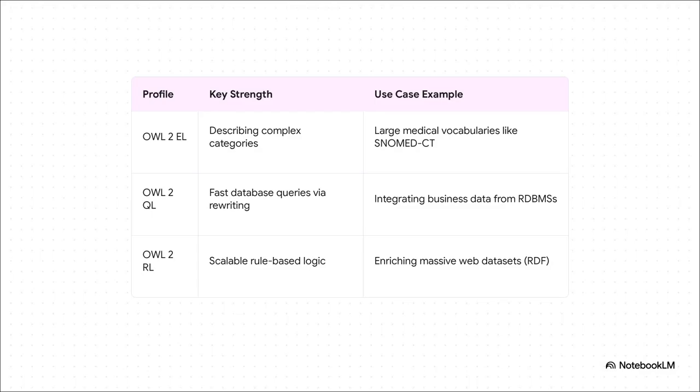So you've got these three main flavors. You have OWL2 EL, which is amazing for handling complex categories. Think huge medical databases like SNOMED CT. Then there's OWL2 QL, which is all about querying big databases really, really fast. And finally, OWL2 RL, which is a total workhorse for applying rules across massive amounts of web data. The bottom line is, there's a right tool for the job.